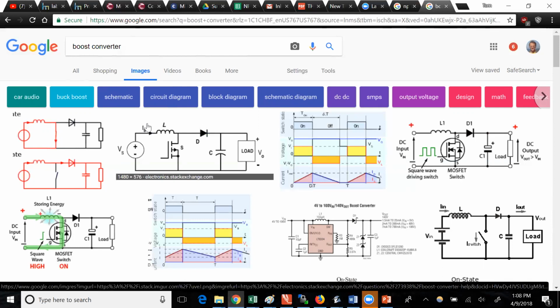David? The diode's like a one-way street. Yeah, diodes only allow current to flow in one direction.